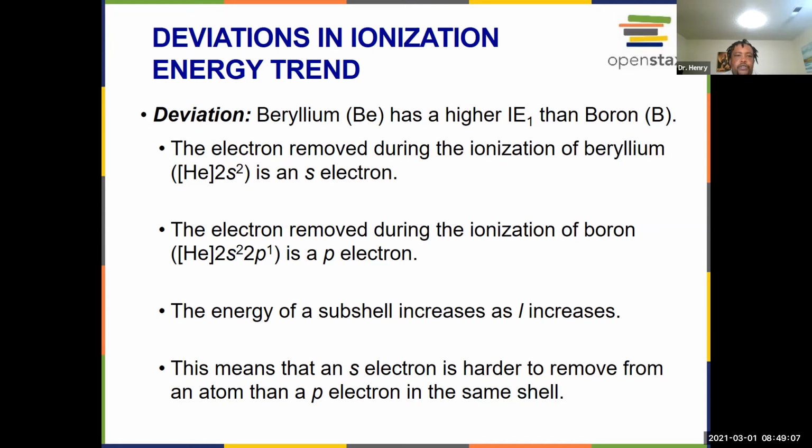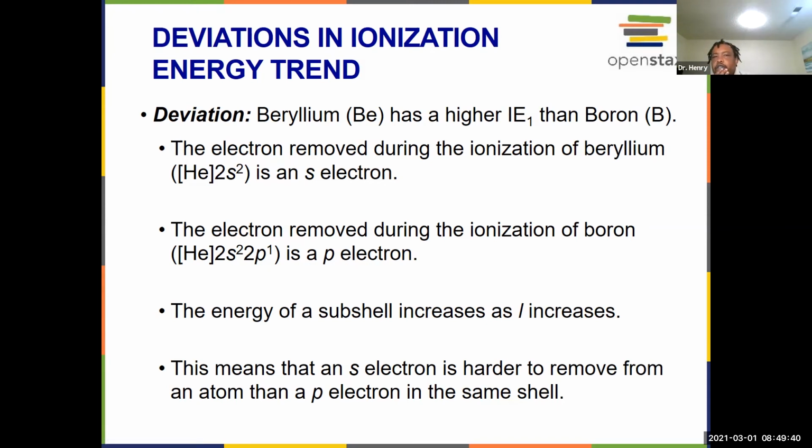It's a little easier to get rid of this guy because this one is already cool. It's already kind of happy with those 2 electrons, because I have one in both directions. It'll be easier to remove from boron because it has just that one electron by himself. He doesn't have another to keep him in check. So that's part of that reason.